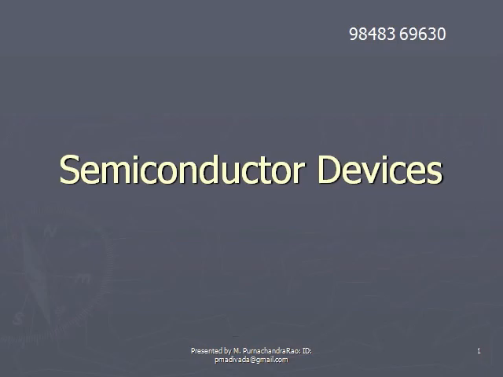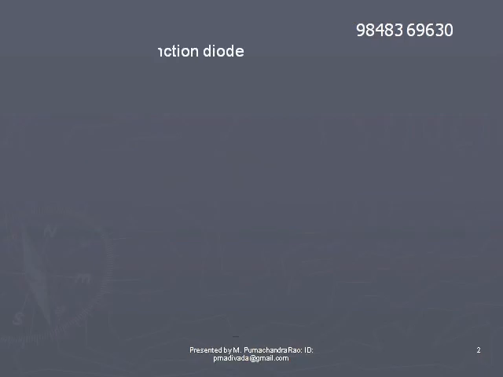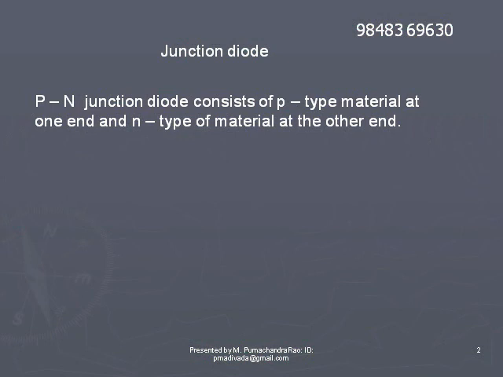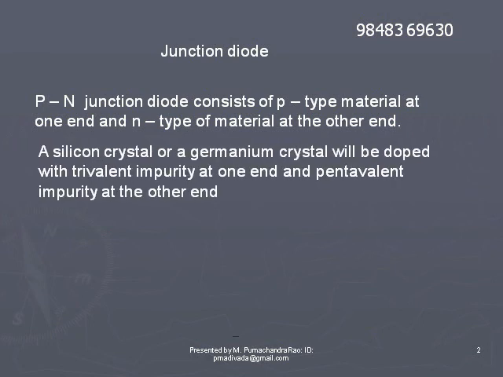Junction diode. A PN junction diode consists of P-type material at one end and N-type material at the other end. A P-type material and an N-type material, if they are fused together, a junction is formed. That is known as a junction diode.